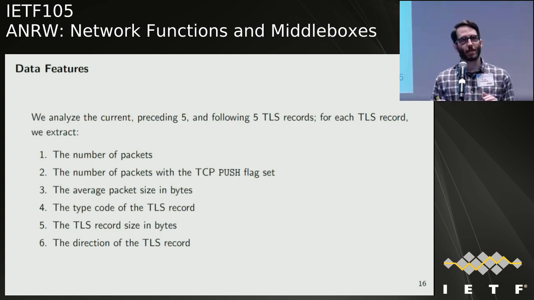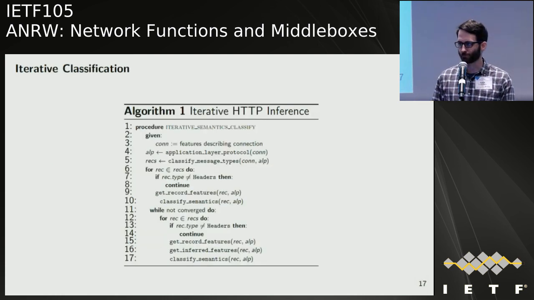But we would also take the set of data features from the previous 5 application data records. And so this could be things that are in the actual handshake. And then the TLS records from the following 5. And they could be 0 if it's at the end of the session. And that locality really does help.